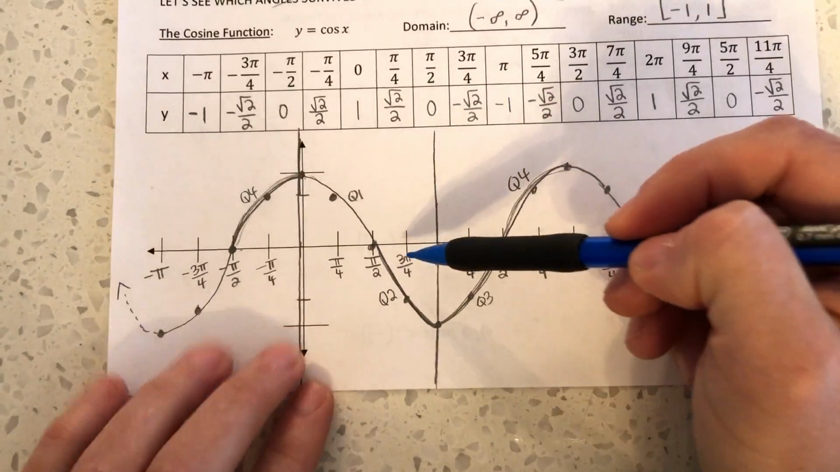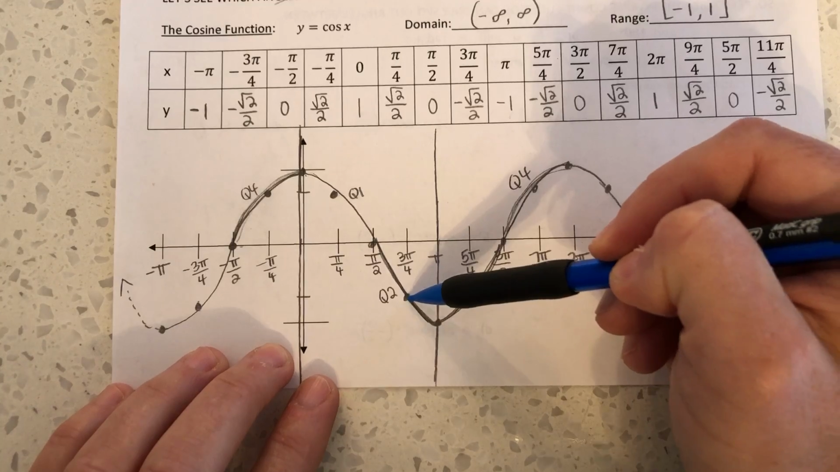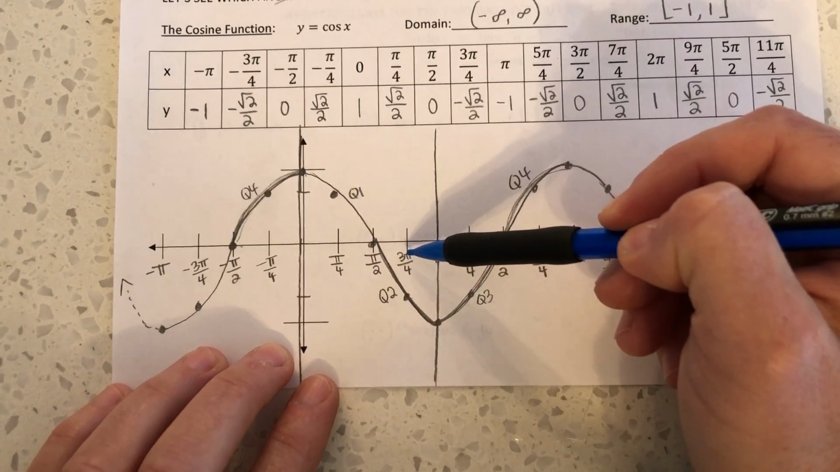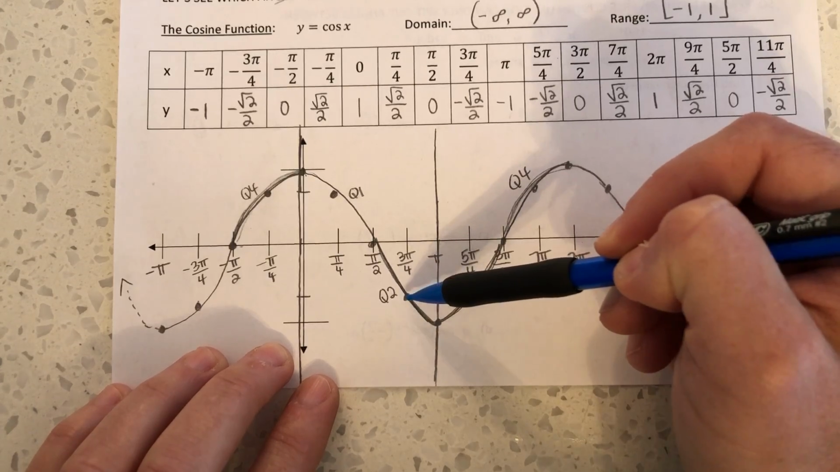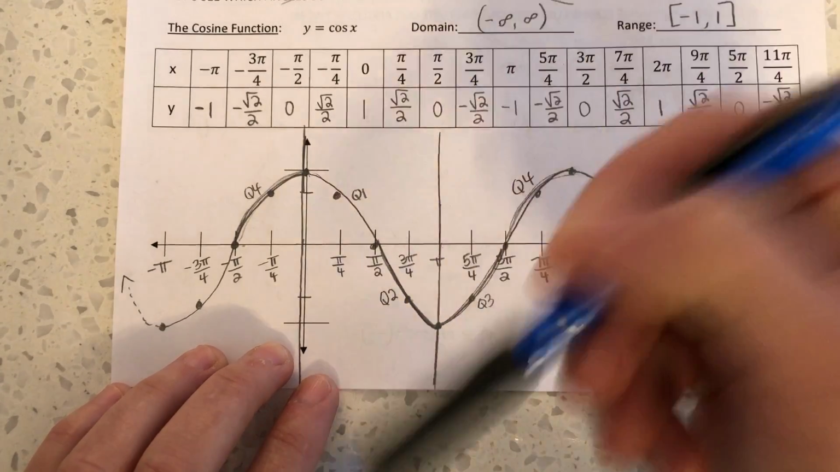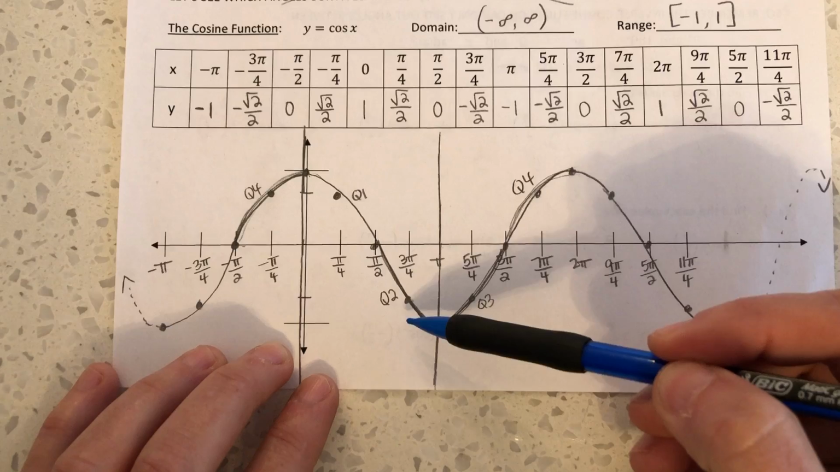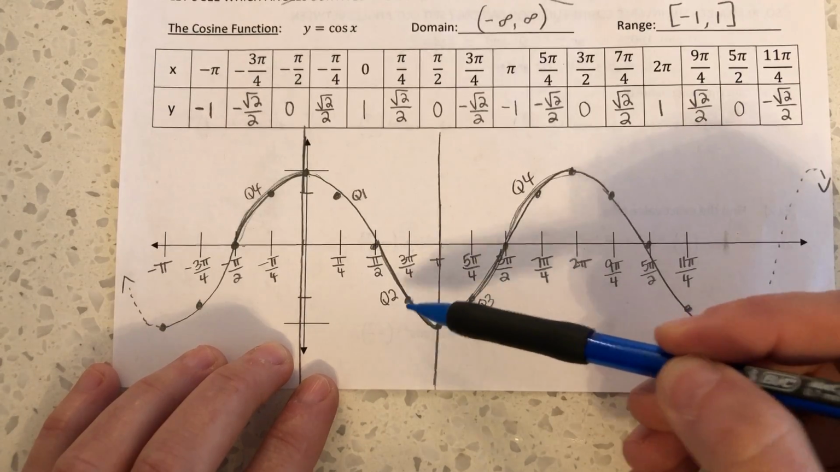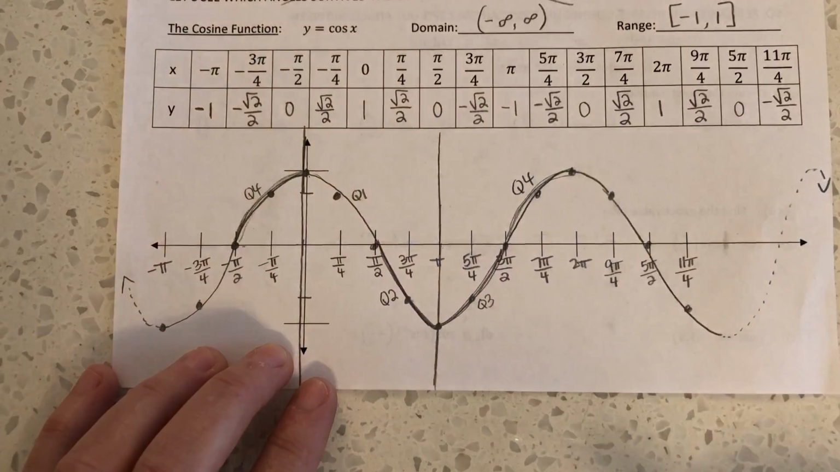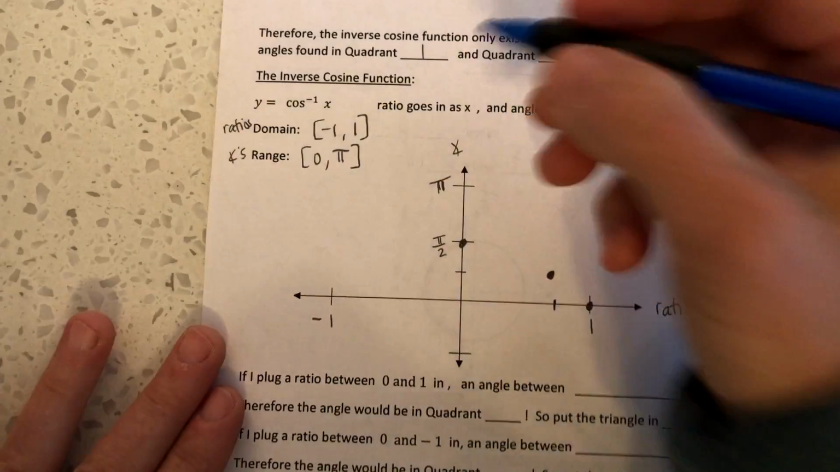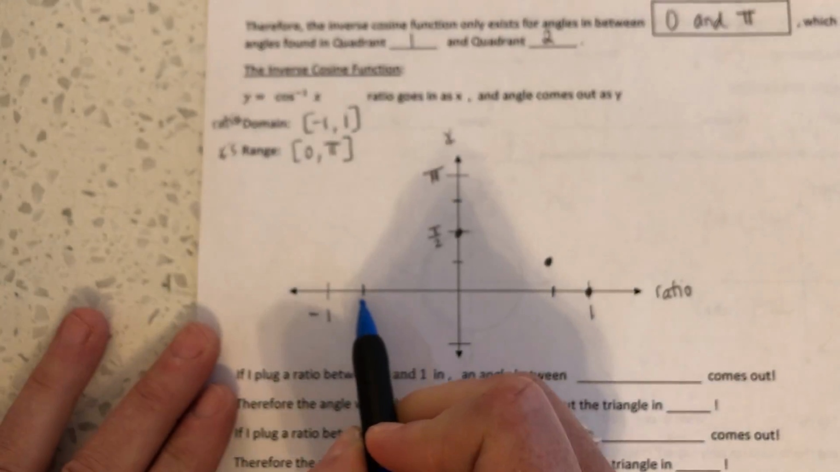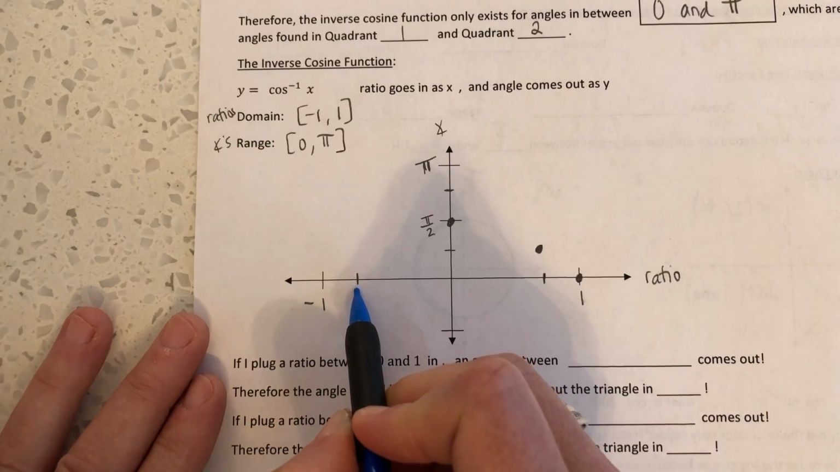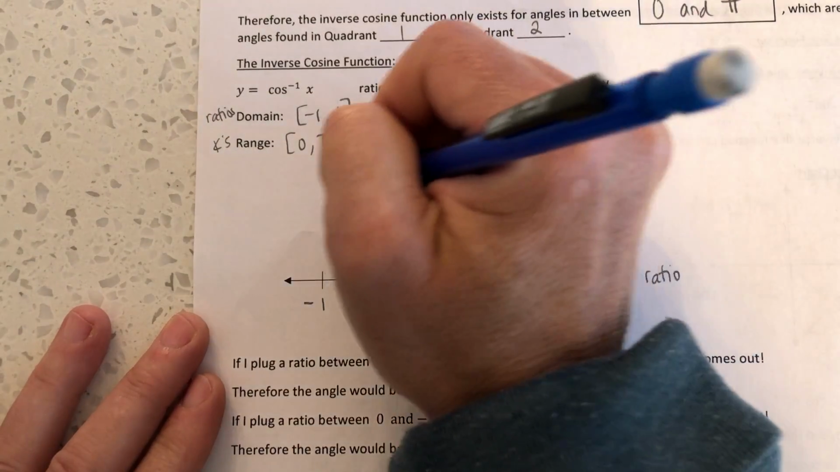All right, go back. Grab another point. Well, the point 3 pi over 4, negative root 2 over 2. An angle of 3 pi over 4 goes in, and a ratio of negative root 2 over 2 comes out. So then that means on the inverse, when a ratio of negative root 2 over 2 goes in, negative 0.7-ish, then an angle of 3 pi over 4 comes out.